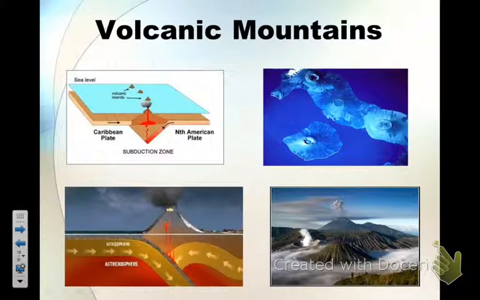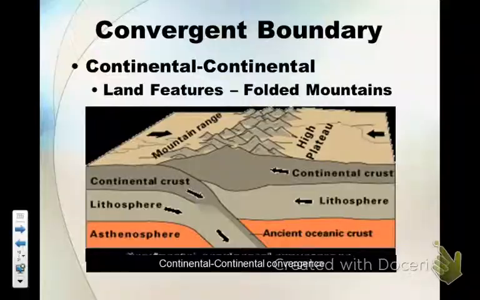All right, so here's some pictures of volcanic mountains that were formed underneath the ocean through subduction. But as magma started rising from these trapped gases, it came out of the water and formed their own islands. So we've got Hawaii and some other volcanic islands. Cool, huh? All right, so convergent boundaries.